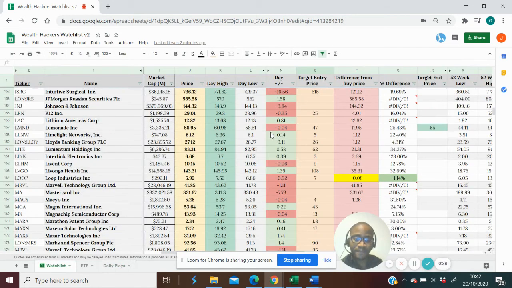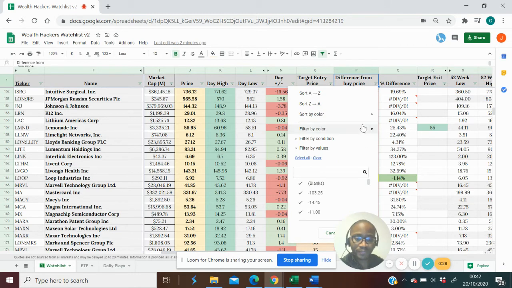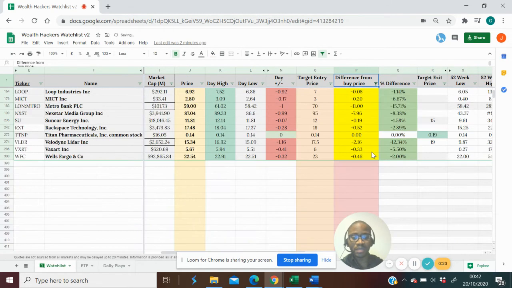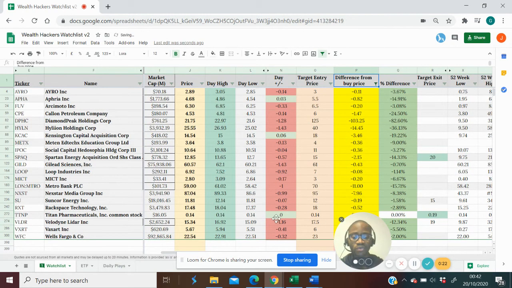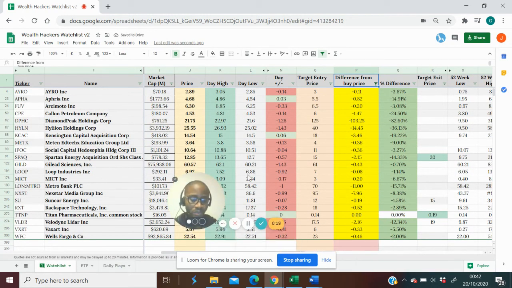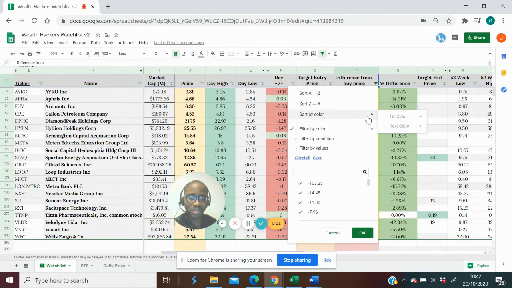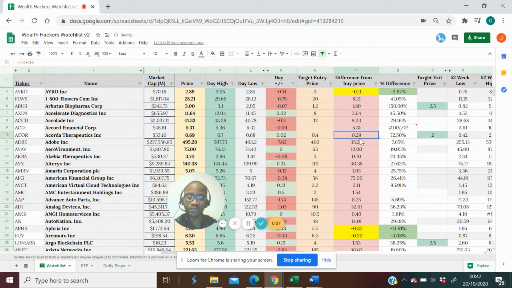Finally, you could also just do a screening here. If you go here, I've got a filter here. Do a filter by color, fill color, yellow. Sometimes if I do not update the daily plays, you could just go here and you could see that's literally everything that's hit our buy price right now. And you could just reset it back again. You don't have to, because it's just going to be yours for the taking really.